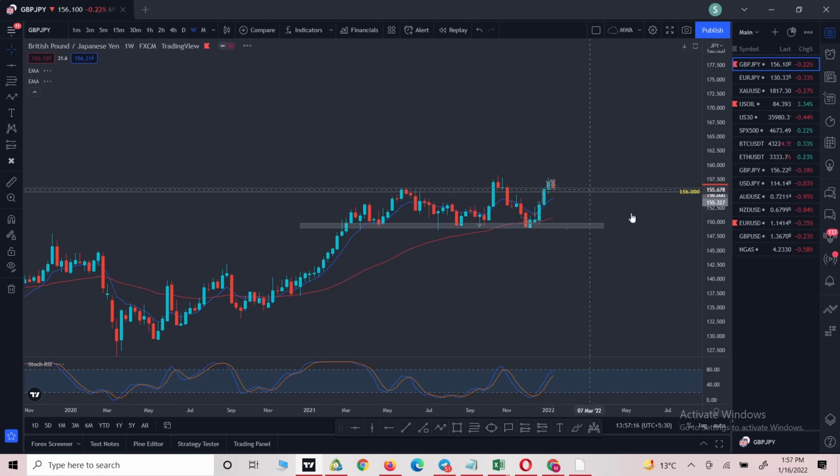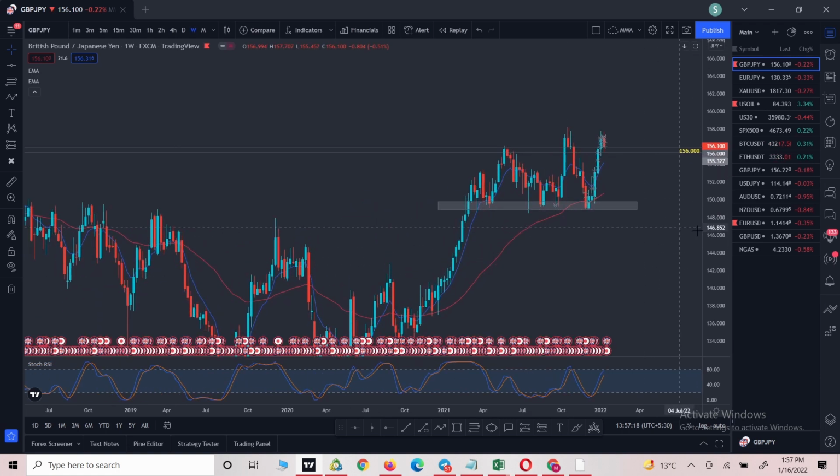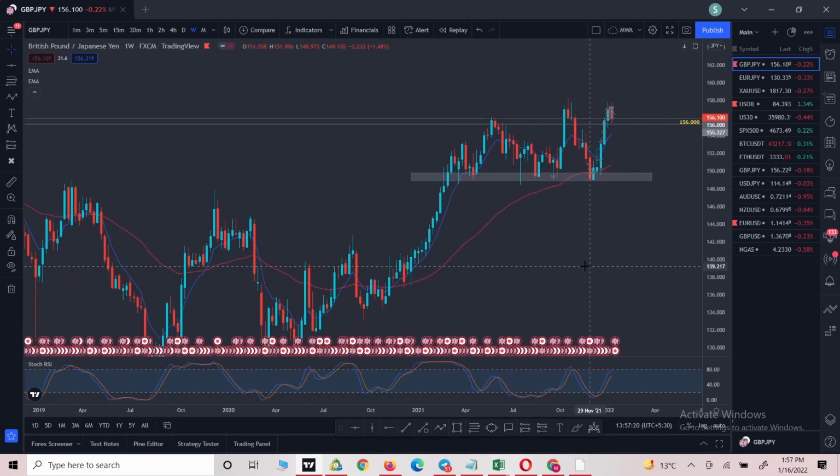If we talk about the weekly, guys, on the weekly as well, as you can see, the price has been very bullish. And if we see this particular area, this is an area of interest. As you can see, the price retested this area multiple times and found support every time. Also, every time the price bounced off this area, we made a higher high. As you can see, the price made higher high, higher low.